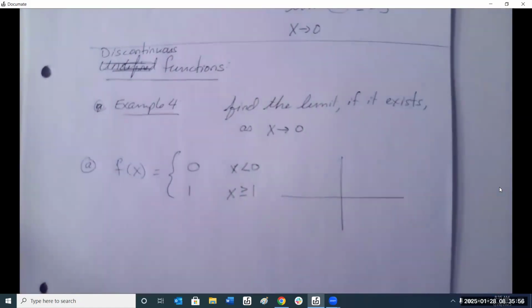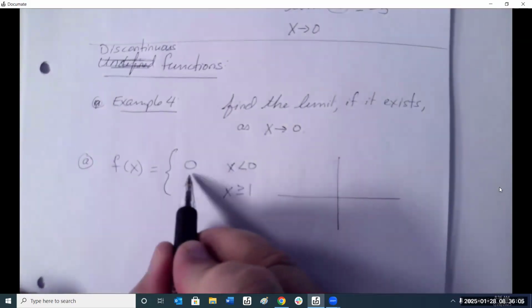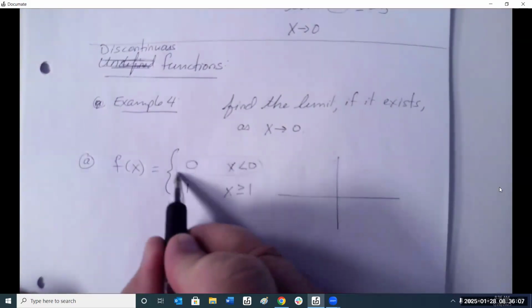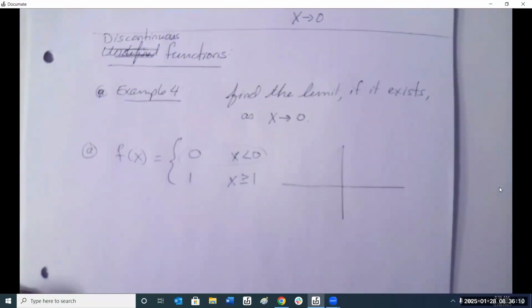It's called a piecewise defined function. It's defined in certain intervals. So the top part, what is this telling us? What does that tell us?